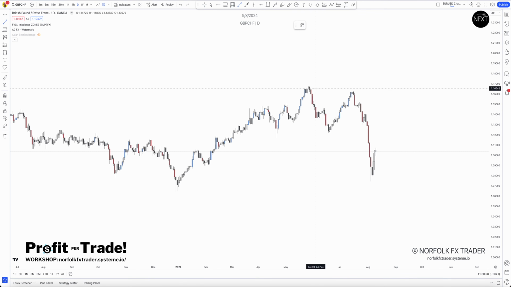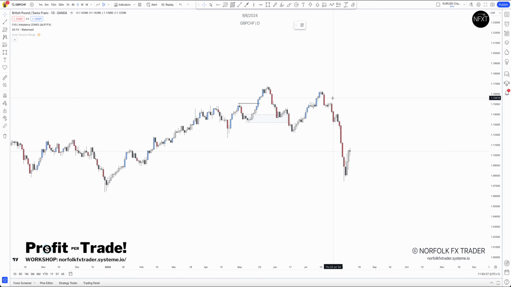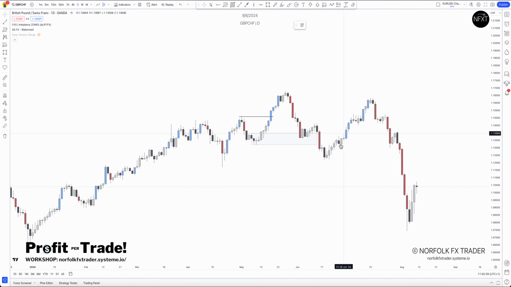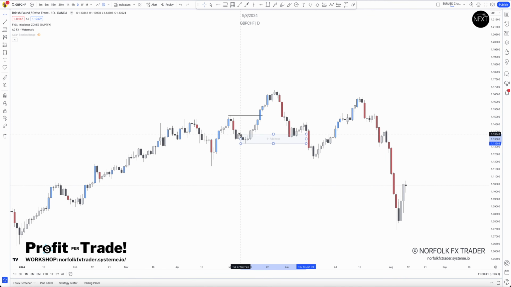So again, let's look at the structure. We have a structure break here to the upside. That created this area of demand. Let's zoom into price. So again, look, we have either this small area here we can mark as demand, it doesn't matter. We can use the full sell to buy move there.